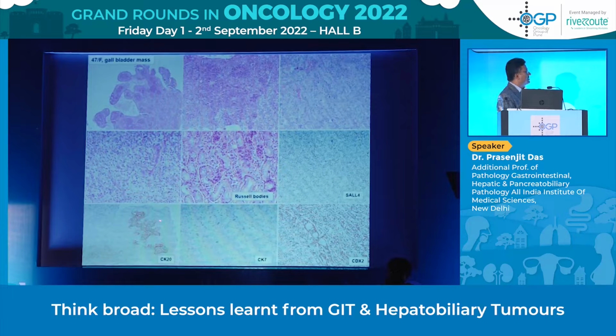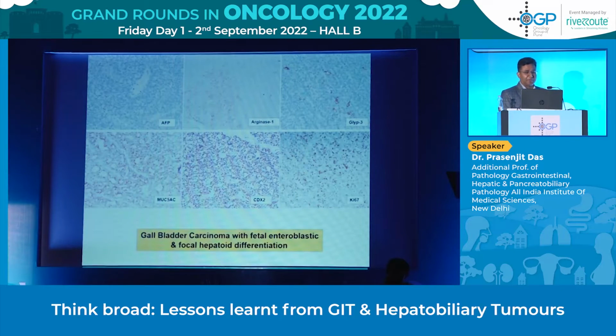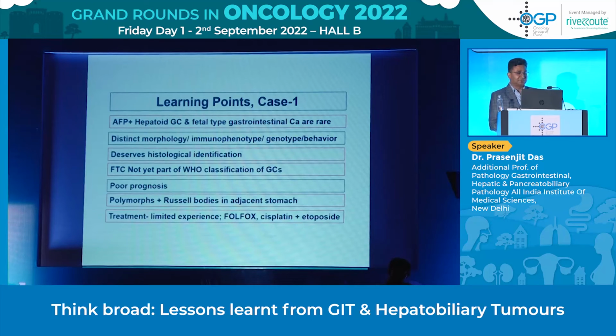In this case, you can see in these areas CK20 is positive, but SALL4 is diffusely positive and CDX2 is positive. And Ki67 is very high. This tumor in the gallbladder was also positive for MUC5AC. So I diagnosed this as gallbladder carcinoma with again fetal enteroblastic and focal hepatoid differentiation.